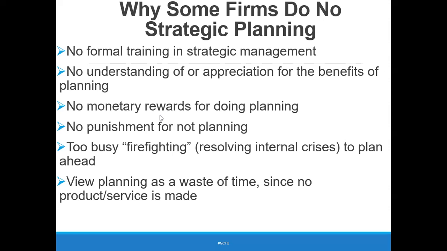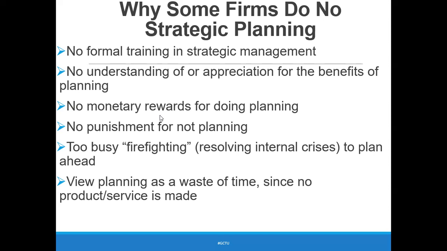Also, there is no punishment for not planning. In fact, when you are setting up an organization, one of the parameters that will allow you the green light to pursue your venture does not include having a strategic plan or strategic planning in place. And for that matter, if you do not venture into it, there wouldn't be any punishment. So that is also one reason.